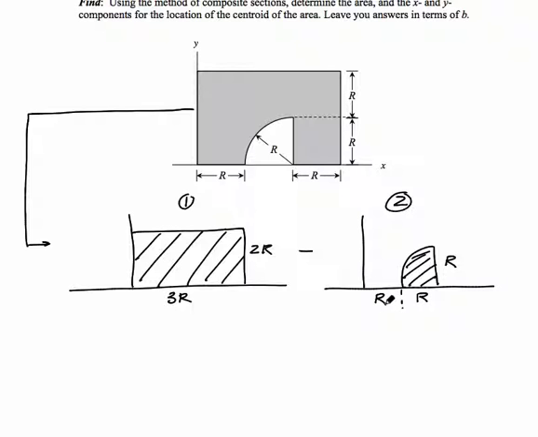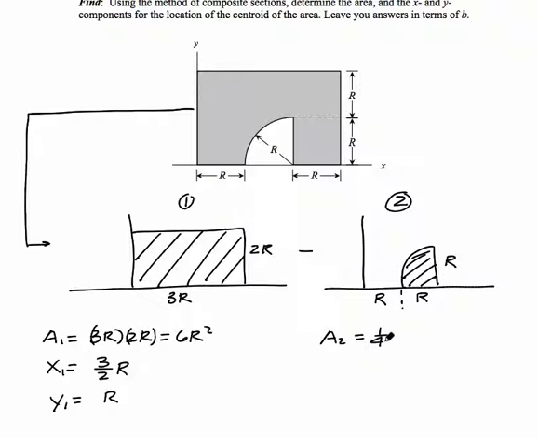Okay, so for 1, A1, that's 3r times 2r. X1, that's equal to 3/2 r. And Y1, that's going to be equal to simply r. Area of the quarter circle, that's 1/4 of pi r squared.